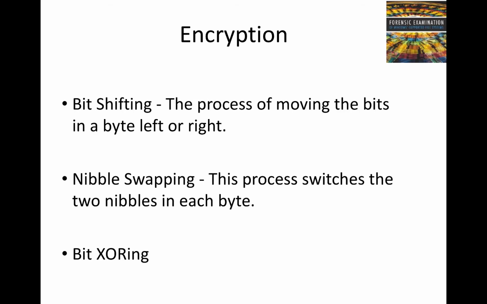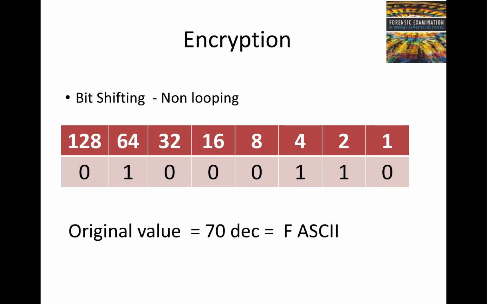And so we're going to walk through some of these different methods. So bit shifting, the process of moving bits either to the right or the left. Nibble swapping is a process that switches the order of the 2 nibbles within a byte. And then in a later lecture, we're going to talk about something called XORing at the bit level. Okay, so bit shifting. We're going to first talk about non-looping. So that just means that we're going to drop some bits off.